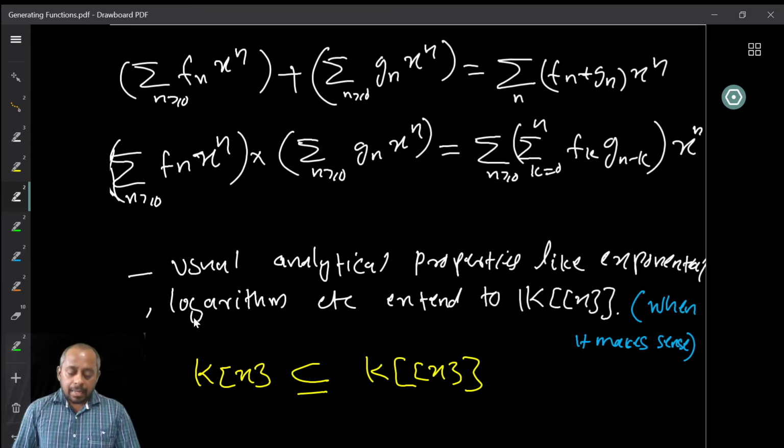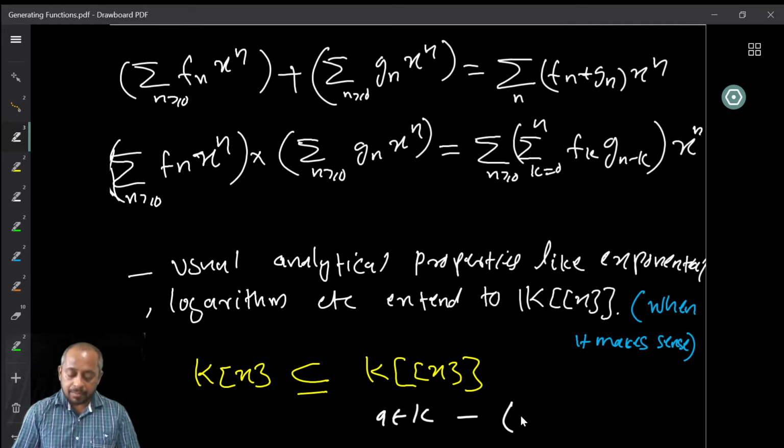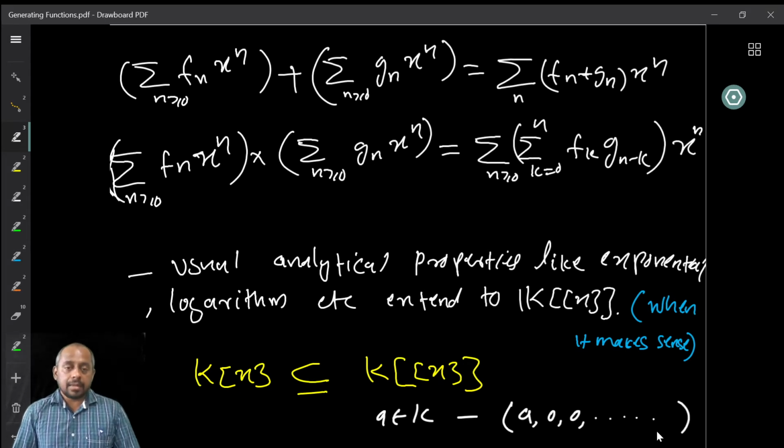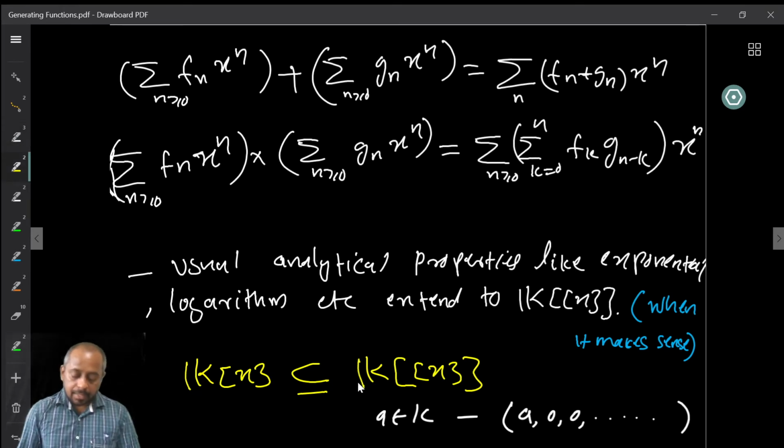I'm just mentioning it. For example, if you take a field element, let's say a small a in K, just identify this with the infinite series a, 0, 0, etc. Under this assumption, you can see that the usual K of x is contained in this, and the entire K double bracket x basically has a vector space structure over the field K. So these are things which we are not going to immediately use, but just for completion, I mentioned it.